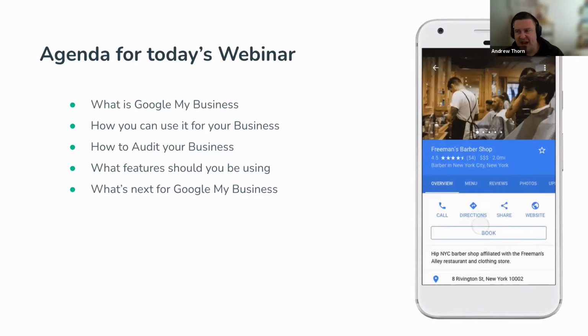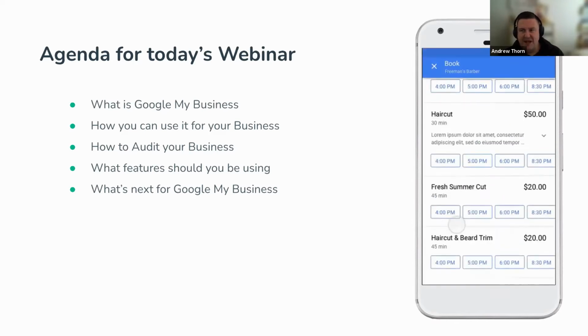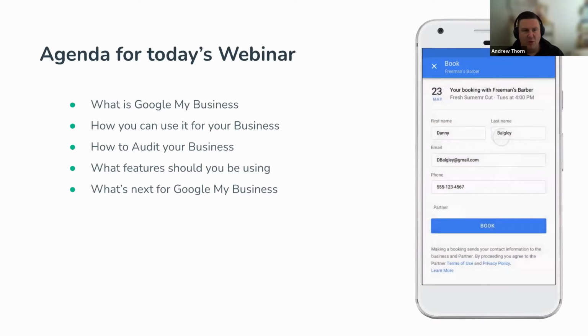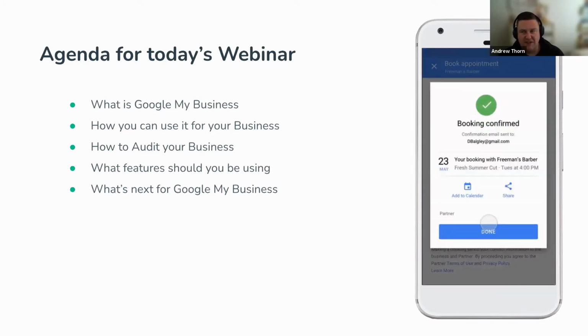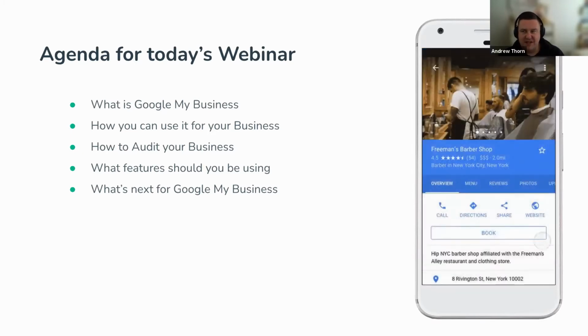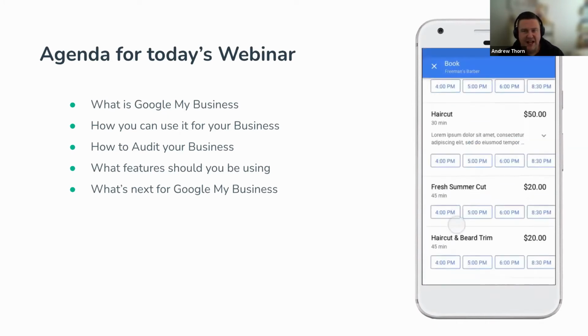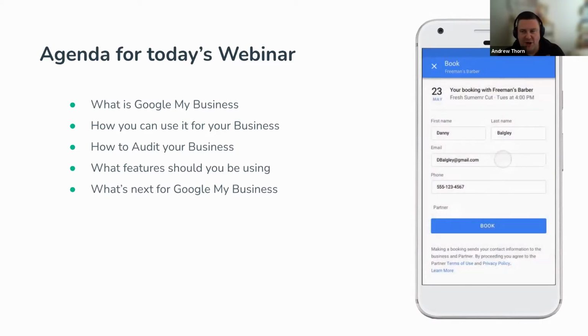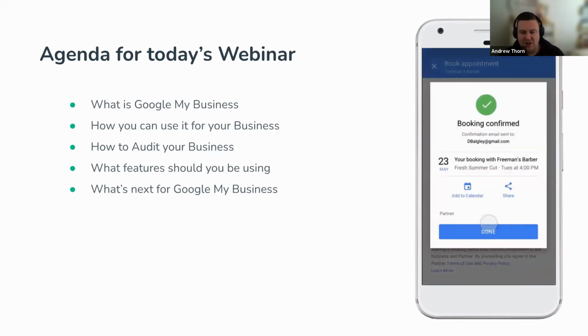As you can see by the animation on the right-hand side, it's a lot more than just a business directory now. You can do a lot more with it. You can put up products, you can put up services. You can even have people messaging you directly from your Google My Business page. I'm going to take you through some of that. We're going to talk about what's next for Google My Business and what I believe is the future of where we're going. So some really good content.